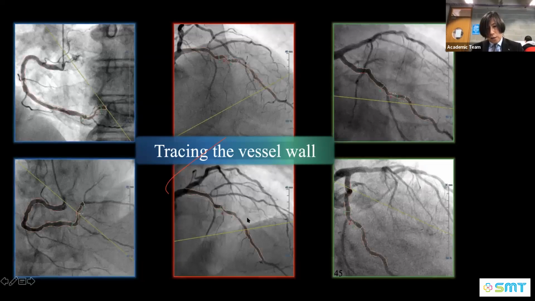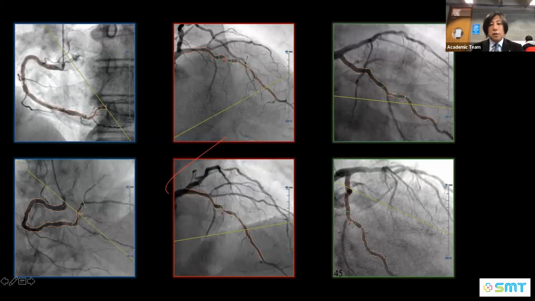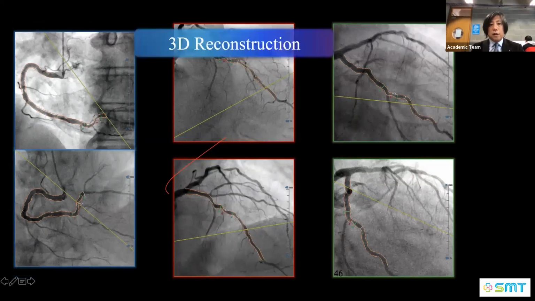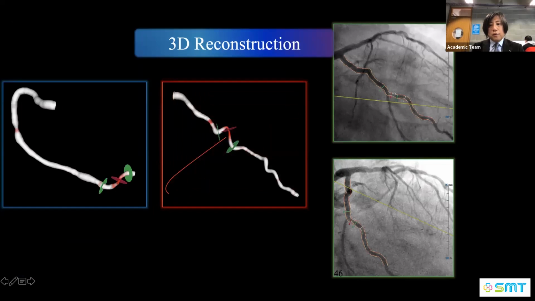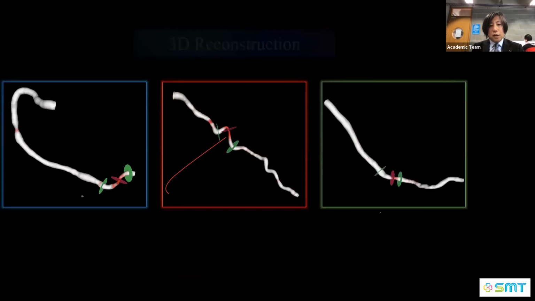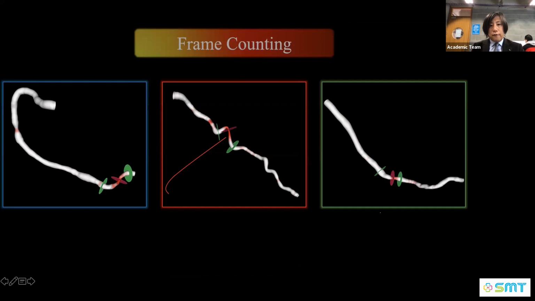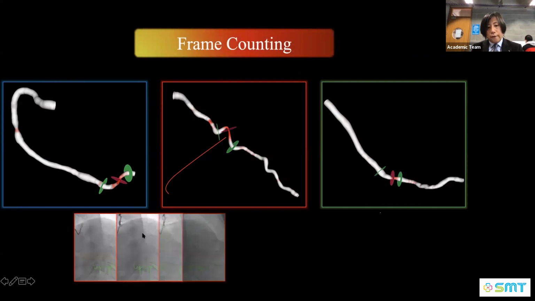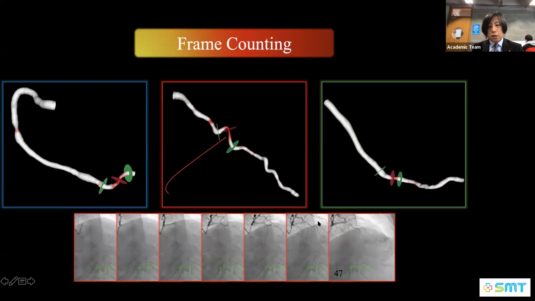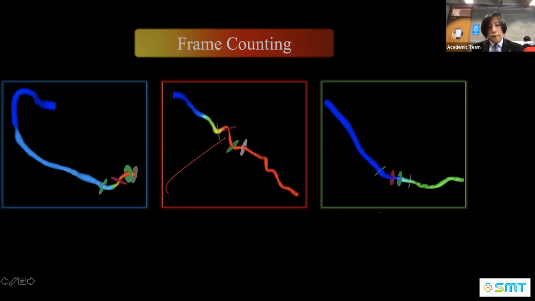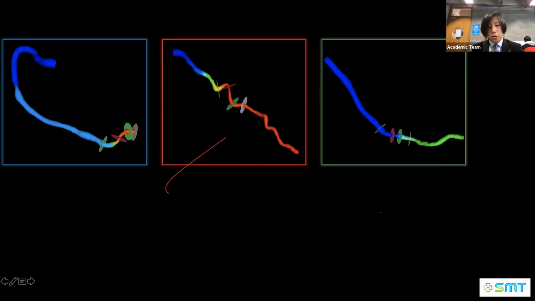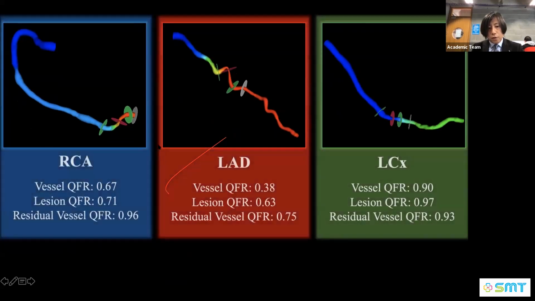So in this case, we could trace the vessel wall in the three regions, the right, LAD and circumflex, and by combining the two projections you get a 3D reconstruction of the three vessels: circumflex, LAD and right coronary artery. We do the frame counting for each vessel. In this case it is the LAD. You can see the frames were counted, then converted to the QFR. So in three vessels, in this case three regions, we have a complete QFR analysis.